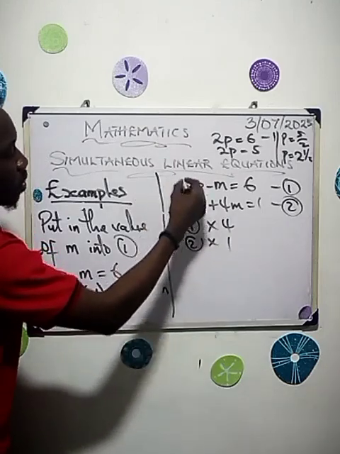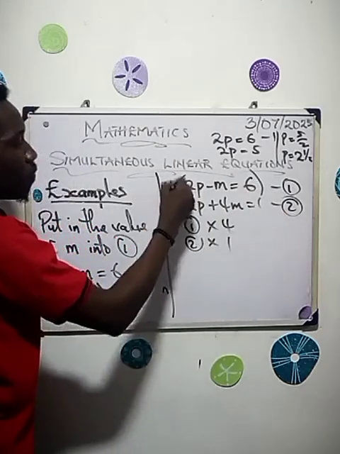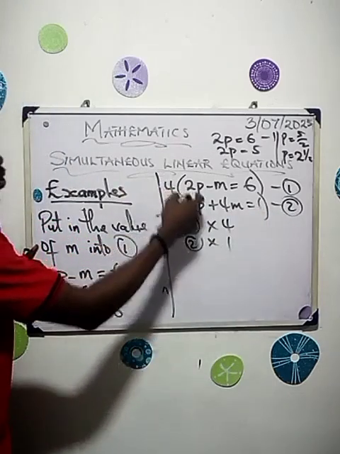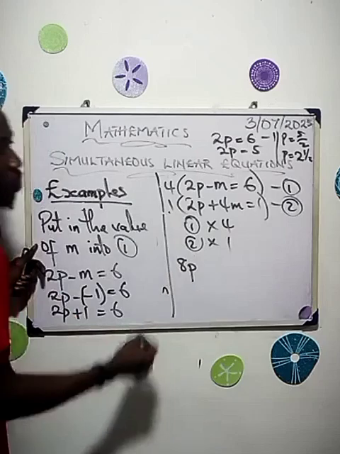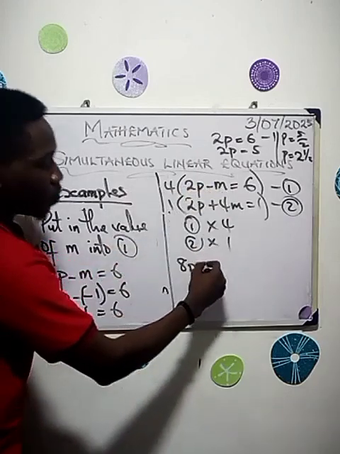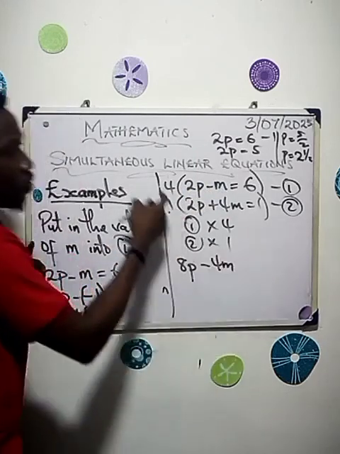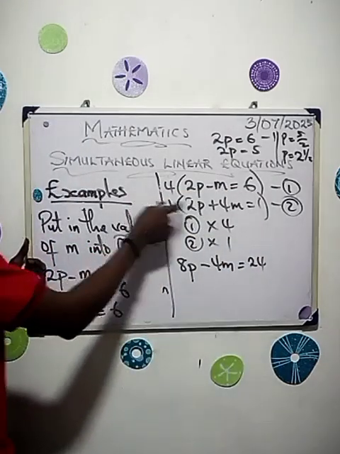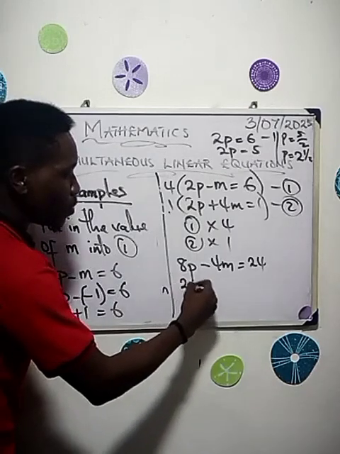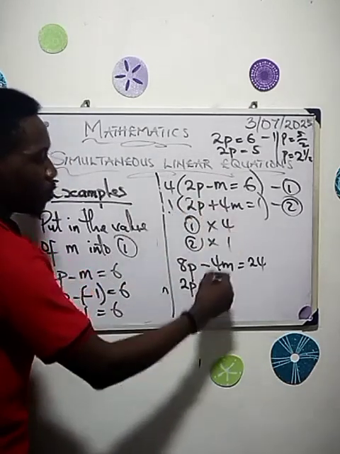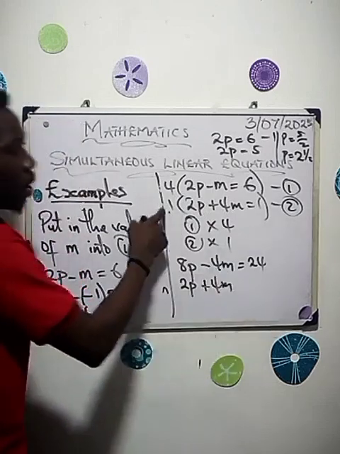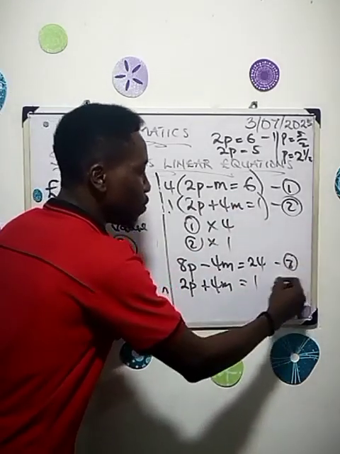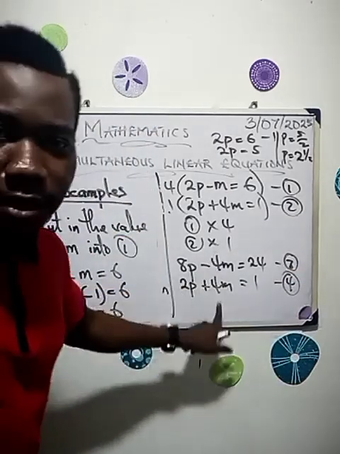Now, so let's do that. This multiplied by 4 and this multiplied by 1. So 4 times 2p will give us 8p. 4 times minus m will give us minus 4m. 4 times 6, that's equal to 24. Then 1 times 2p will give us 2p. 1 times 4m will give us plus 4m. 1 times this equals 1. So let's just call this equation 3 and equation 4. So we've been able to make them 4 and 4.